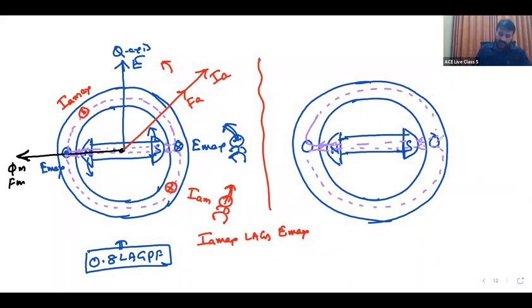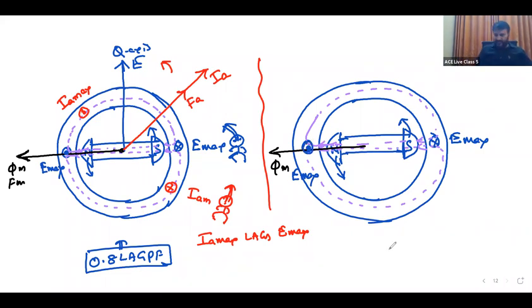The rotor is rotating in the counterclockwise direction. This is phi m, and phi m is fixed. Of course, in this conductor it is always cross, E maximum, and here it is always dot, E maximum. Okay, that is fine.